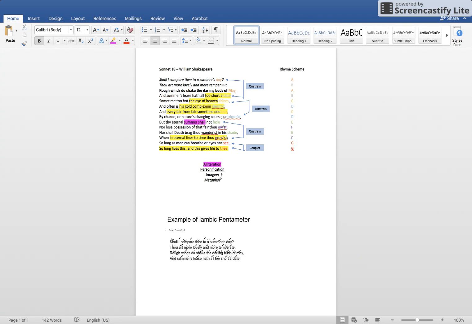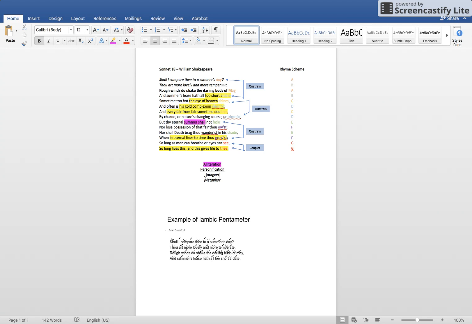Then, of course, we've got imagery, which is all over poetry, and especially with William Shakespeare. And that's way up at the top. "Rough winds do shake the darling buds of May." You can kind of visualize and imagine what a bunch of wind would do to a bunch of flowers, perhaps, which is kind of the image that that line gives us.